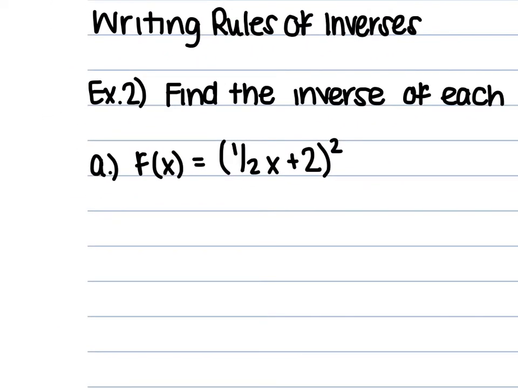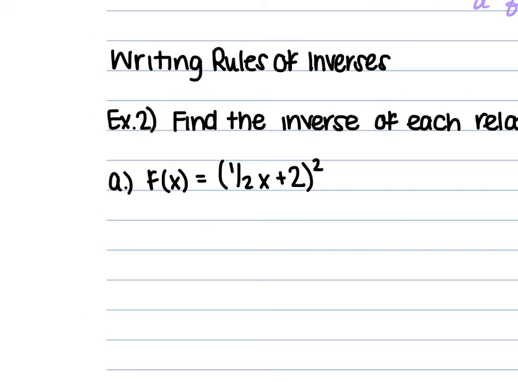So if we look at example A, we have f of x is equal to (1/2 x plus 2) squared. So what we're going to do is change the f of x to be y is equal to (1/2 x plus 2) squared. And then we're going to switch our x and our y. So this is going to become x is equal to (1/2 y plus 2) squared.